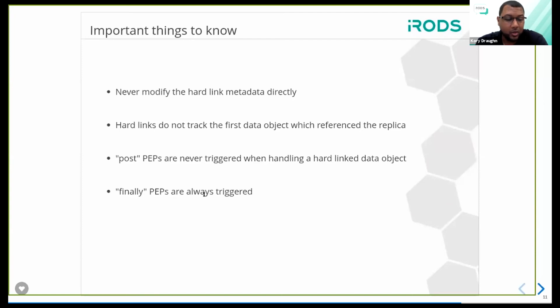Another thing is, once you create hard link data objects, you can never get back or figure out from the hard link metadata who was the original data object that referenced that replica.